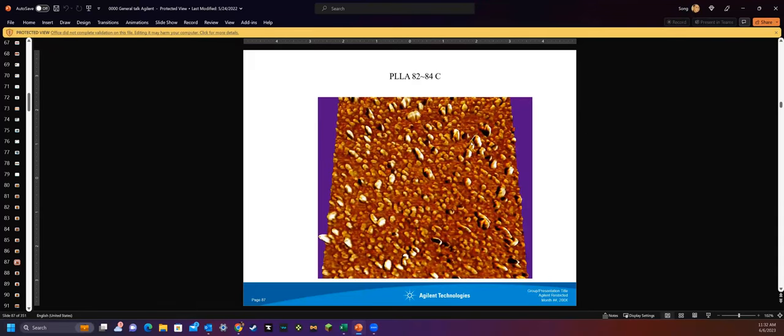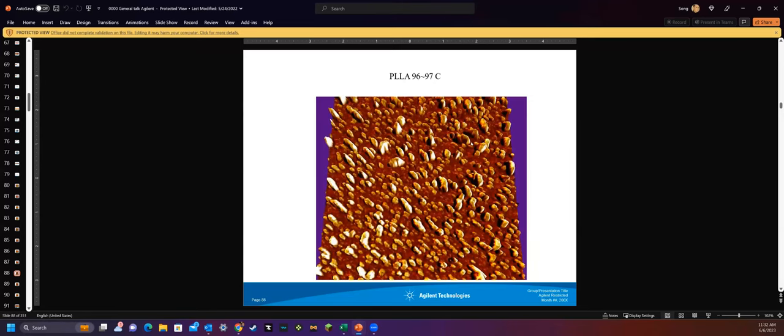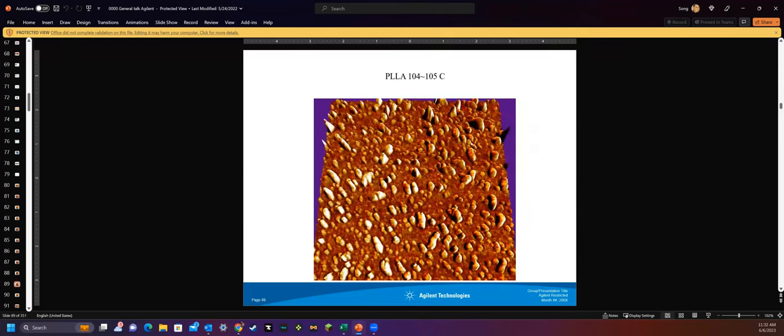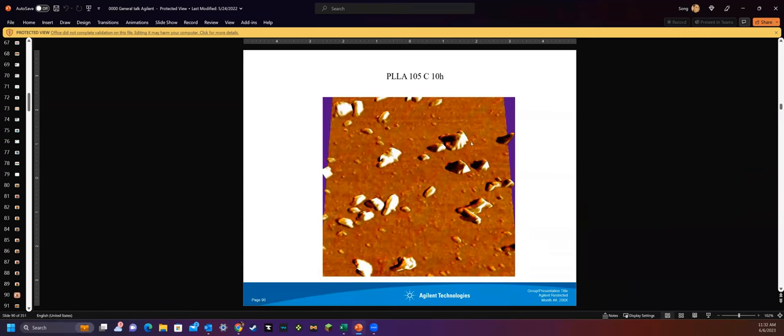84 degrees, more crystals start to form. 97 degrees, the crystals start to form even higher. And this is 105 degrees C. We actually went home, I went to a hotel, came back, and 10 hours later, it's all formed crystals. So yes, you can do a lot with this annealing. You can see the things happening in real time.